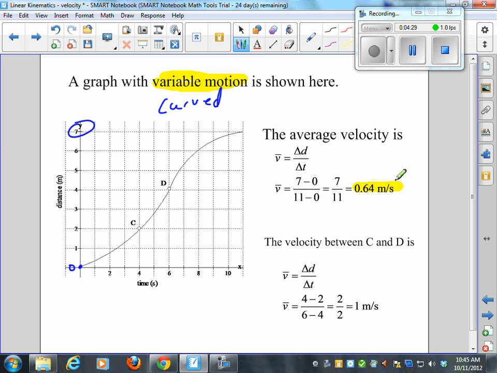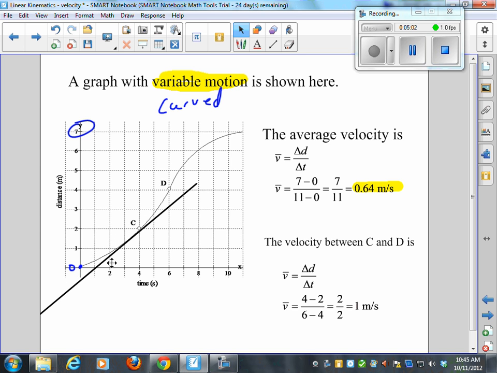Is there any point on that curve where the slope is 0.64 meters per second? In fact, the 0.64 meters per second, let me just draw a line on here, is really, if I find the slope of that black line, the slope of that black line would be 0.64. Now you'll see if I grab the line here, is the slope of the line the same as the curve way down here, where the cursor is? No, the curve is flatter, isn't it?